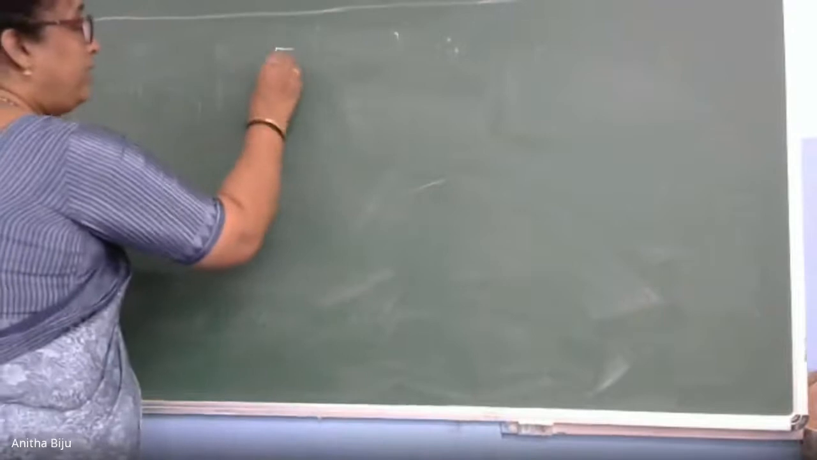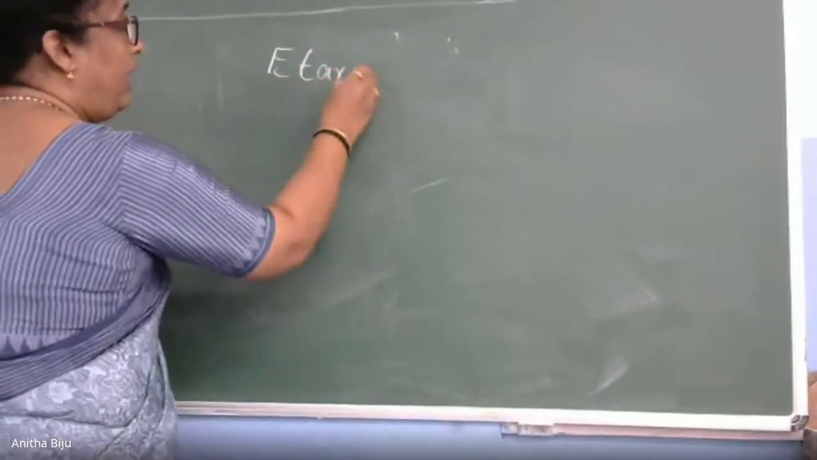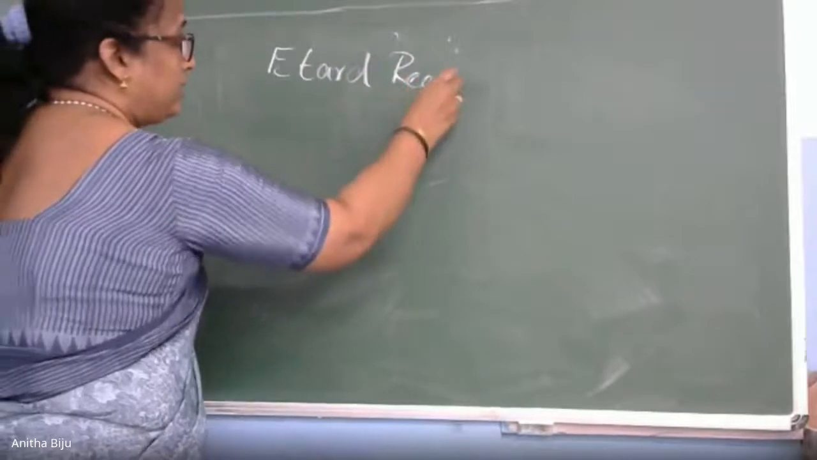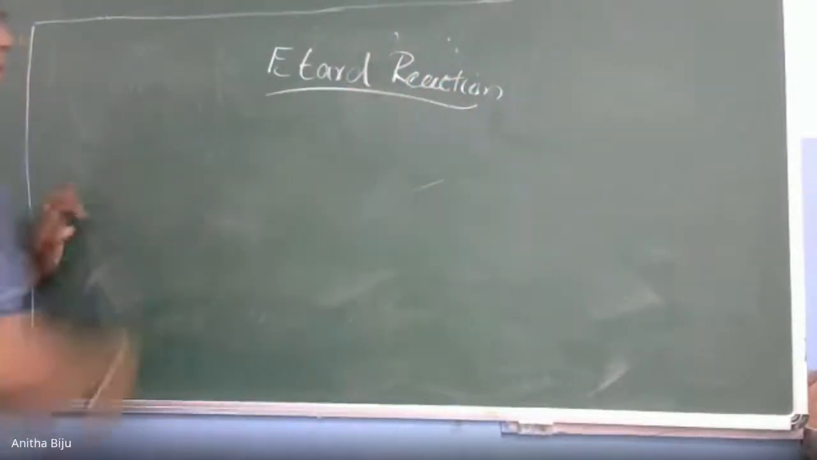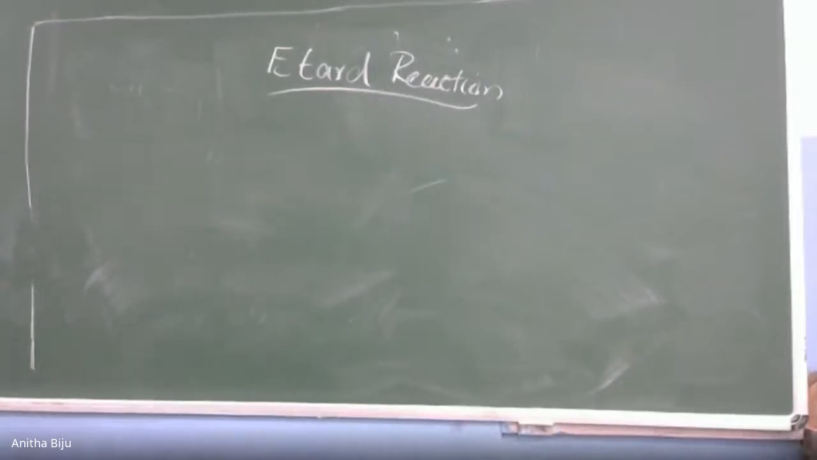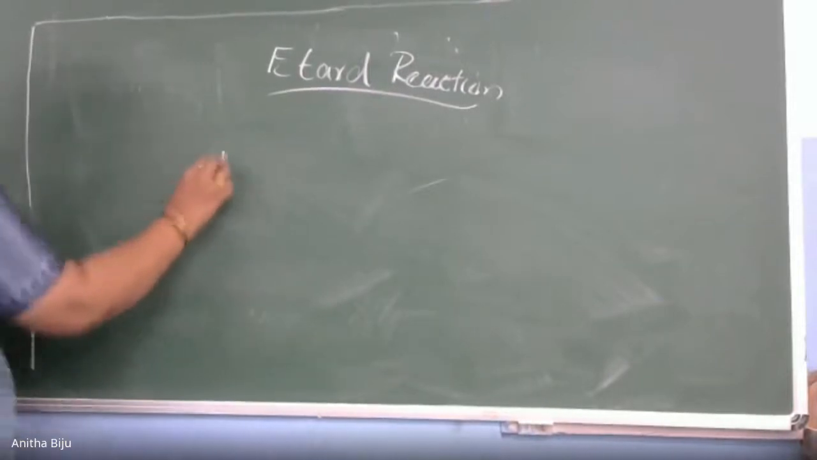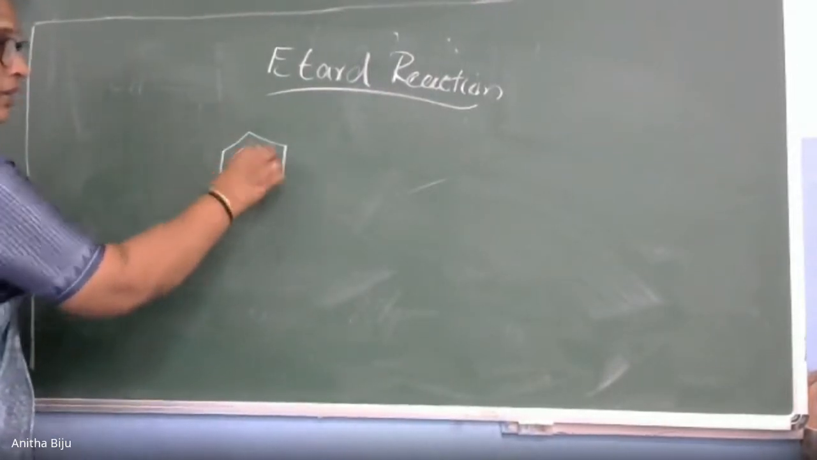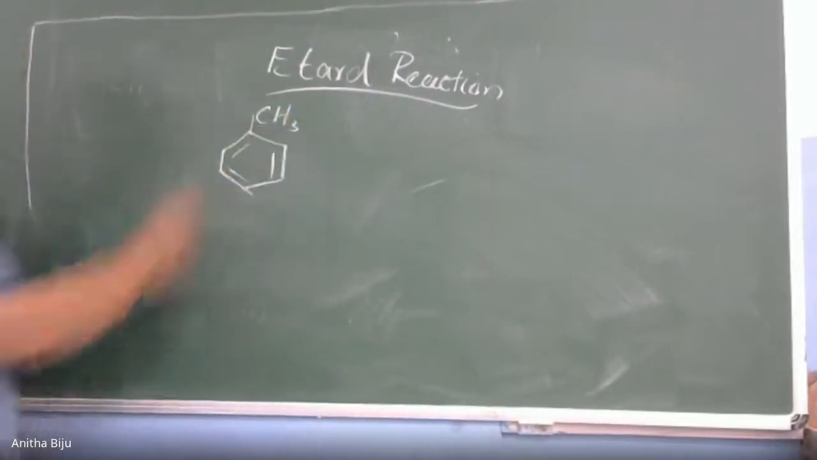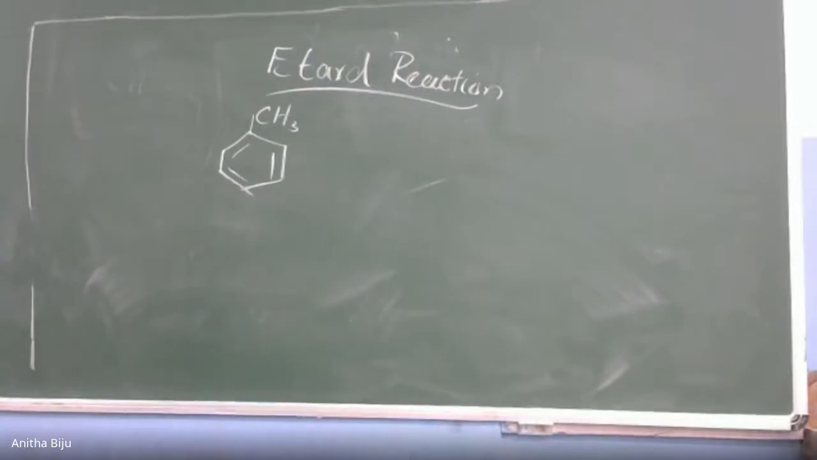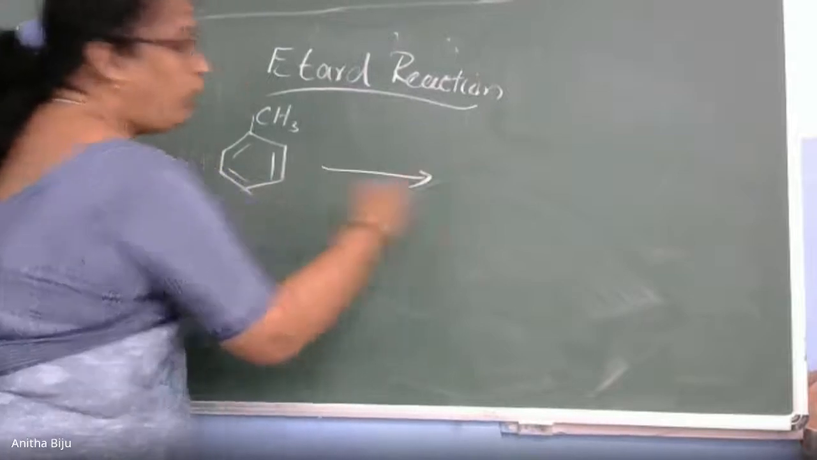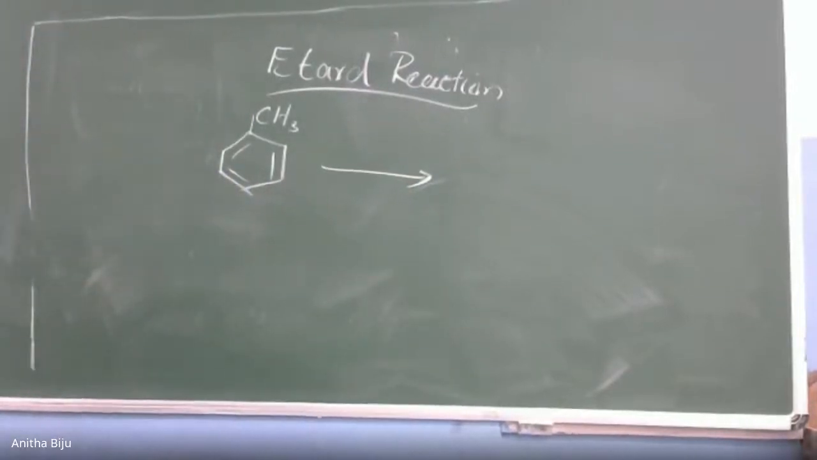The reaction is the Etard reaction. E-T-A-R-D, Etard reaction. What is the Etard reaction? It is simply an oxidation reaction. When methyl benzene, means a benzene ring with a methyl group CH3, is treated with an oxidizing agent, chromyl chloride.